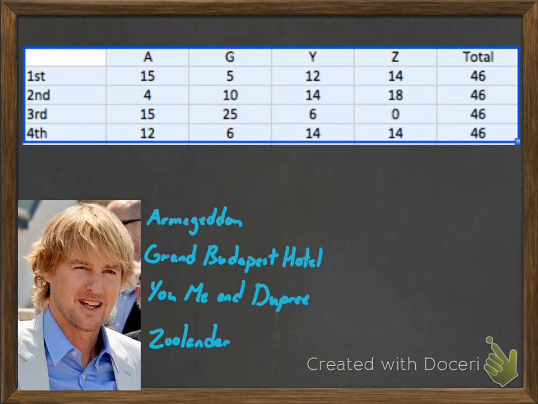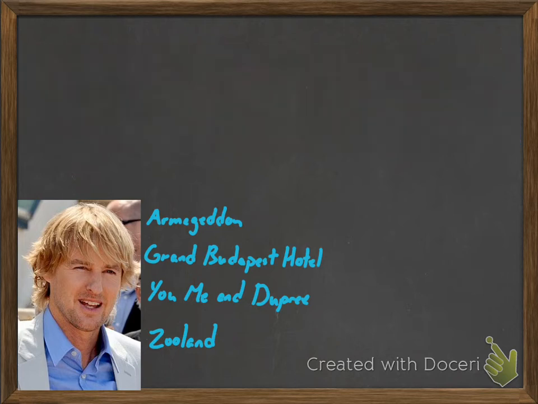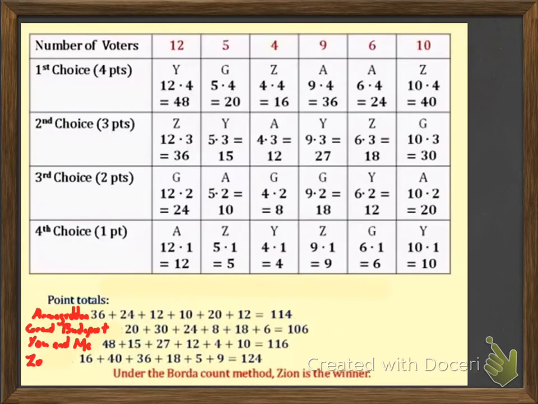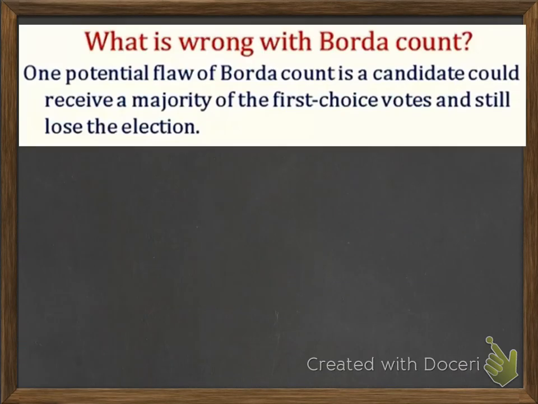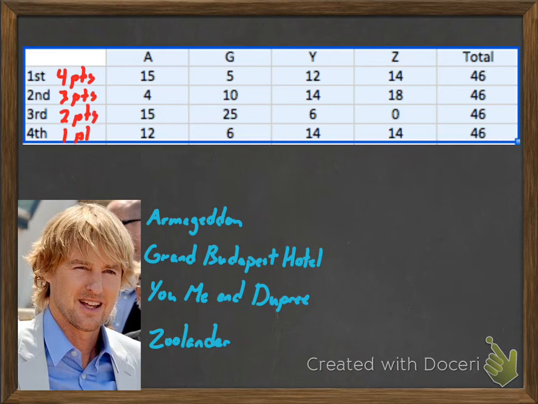So if you go back to that original table, you can see that. You just figure out all of the Armageddon votes. So 15 first place votes, 4 second place votes, 5 plus 10, 15 third place votes, and 12 fourth place votes. So those are the points. And make sure that you get all of the votes tallied up, because otherwise you might miss some.